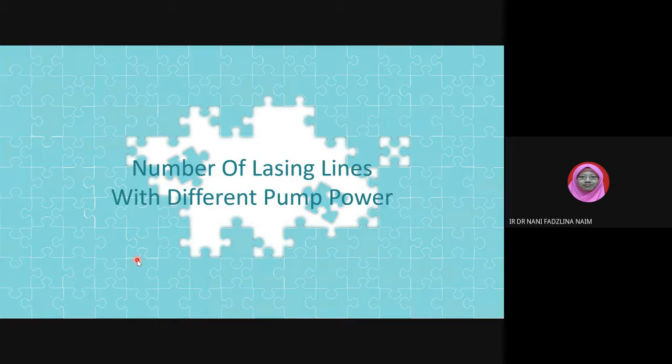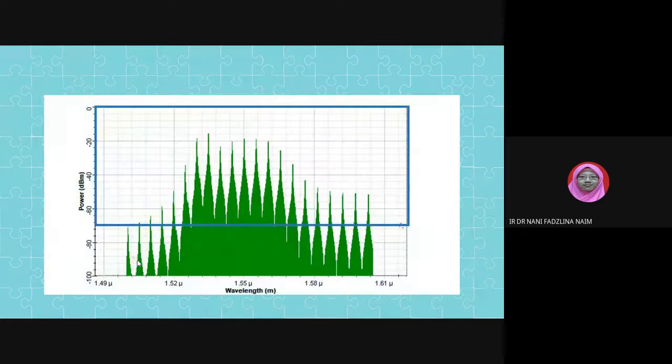Next, number of lasing lines with different pump power. We have calculated the number of lasing lines based on the threshold power. The threshold power that we have decided is at negative 70 dBm. From here we can calculate the number of lasing lines. So the higher the number of lasing lines, the better the design is.